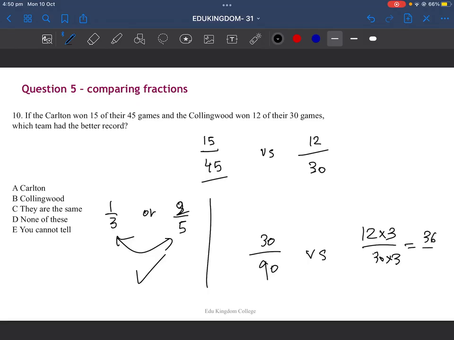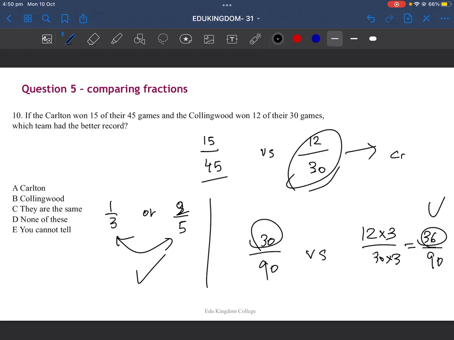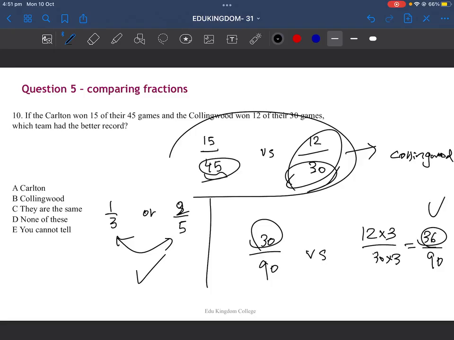Okay? And obviously, which one's bigger? 36. So, Collingwood wins. Okay, guys? So, whenever you're comparing fractions, make sure the denominator is the same. But in these certain situations, I recommend not simplifying first because we already have lovely numbers, 45 and 30. Okay? And so, the answer is B, Collingwood.